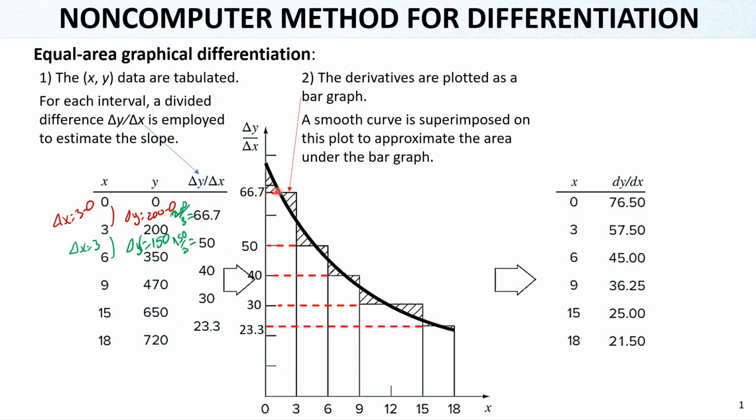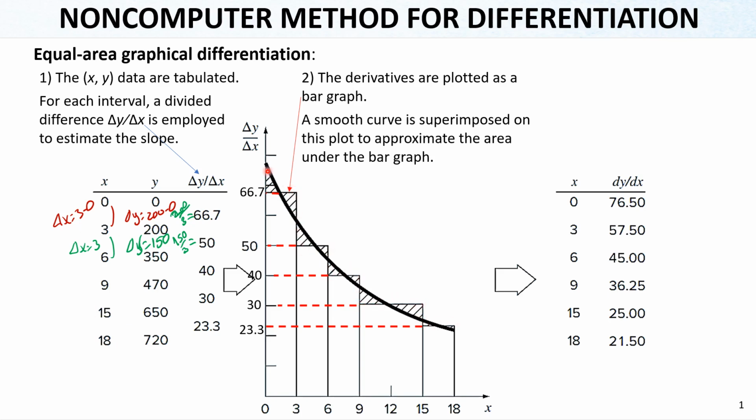So just plot these values as horizontal lines between axes, because this axis is the x-axis. Just use x values here, and between 0 and 3, assume that the slope is 66.7, just a straight bar. Then go down, then plot 50 between 3 and 6, then go down, then draw a line for 40 between 6 and 9, and similarly 30, then 23.3 between 15 and 18. So you will have a stepwise bar graph, as you can see here.